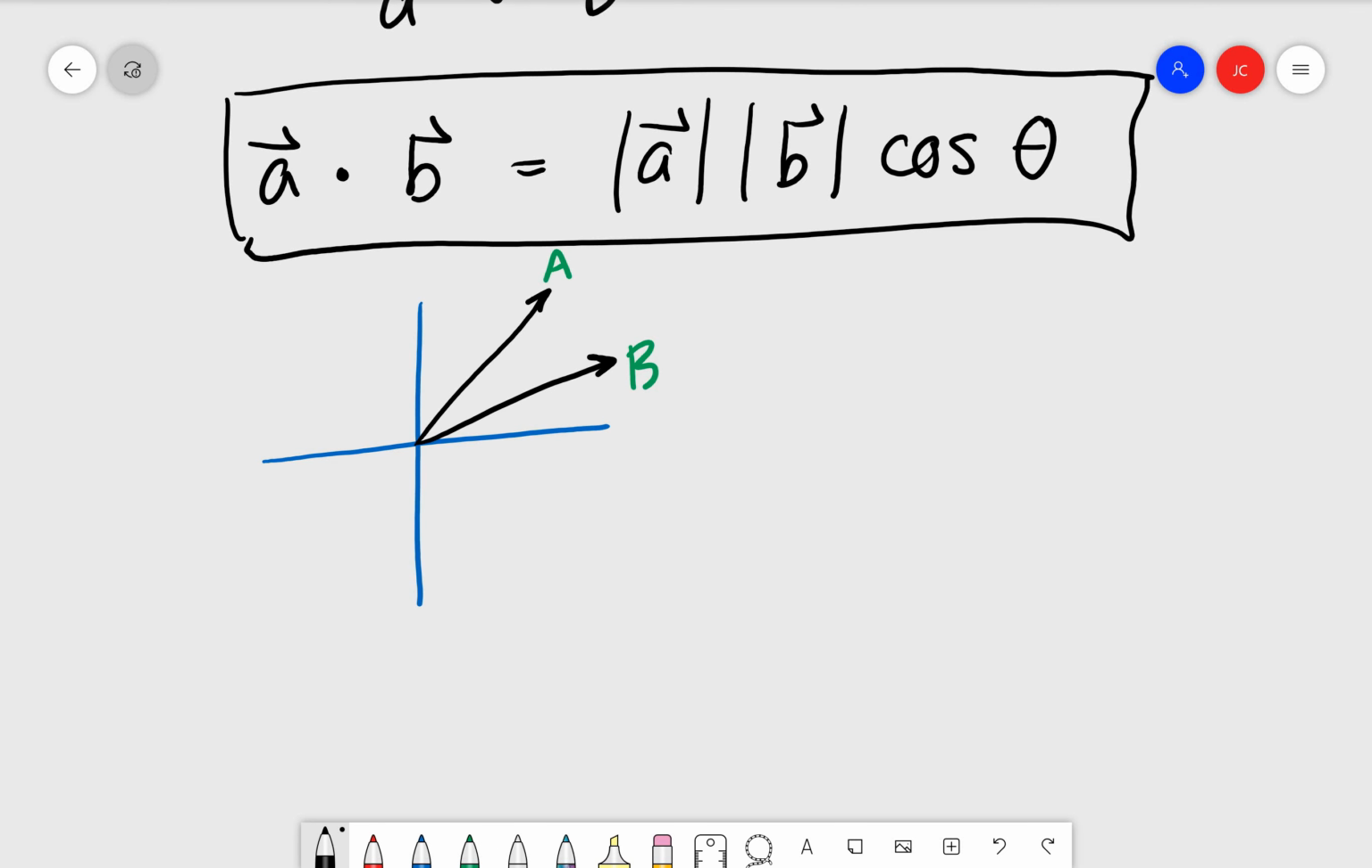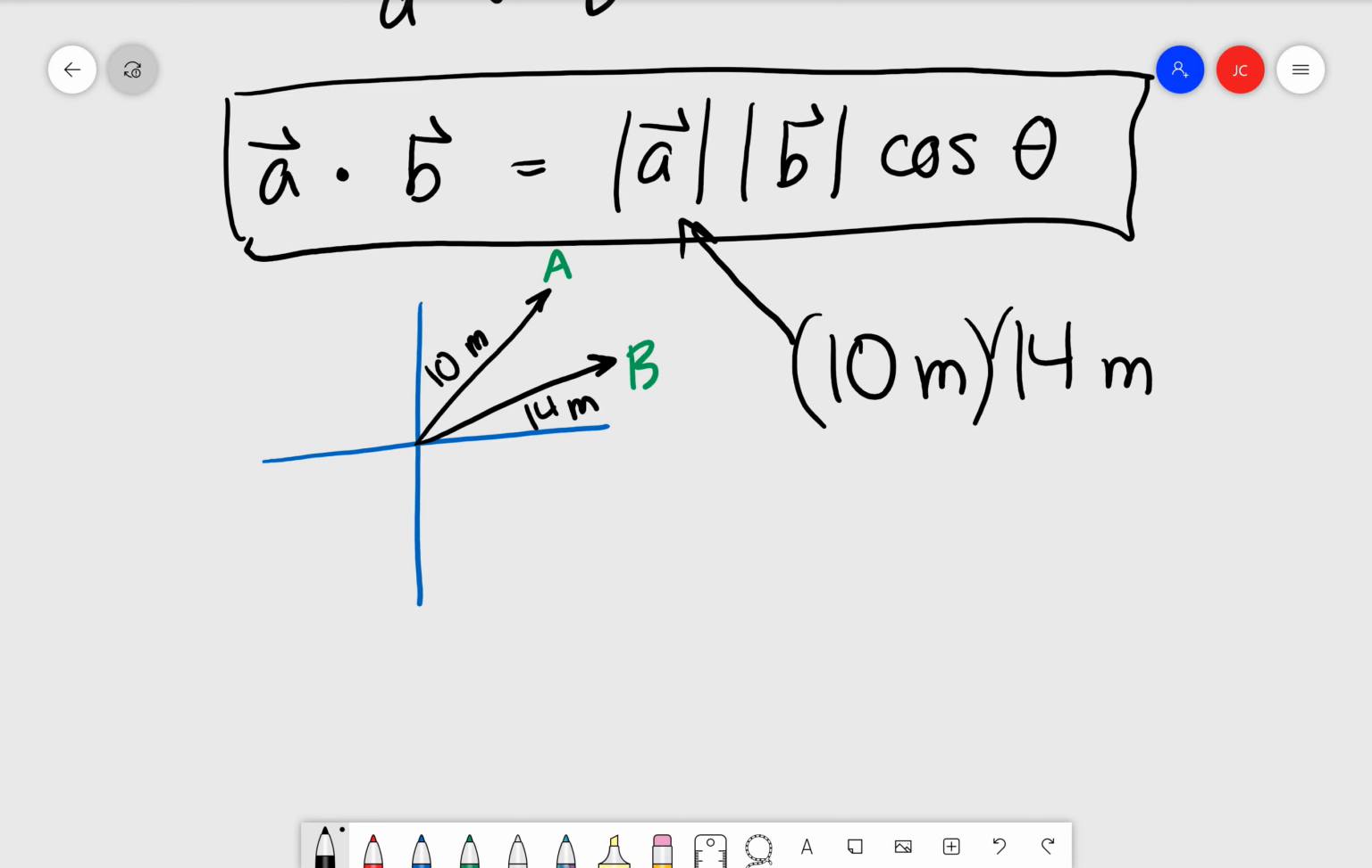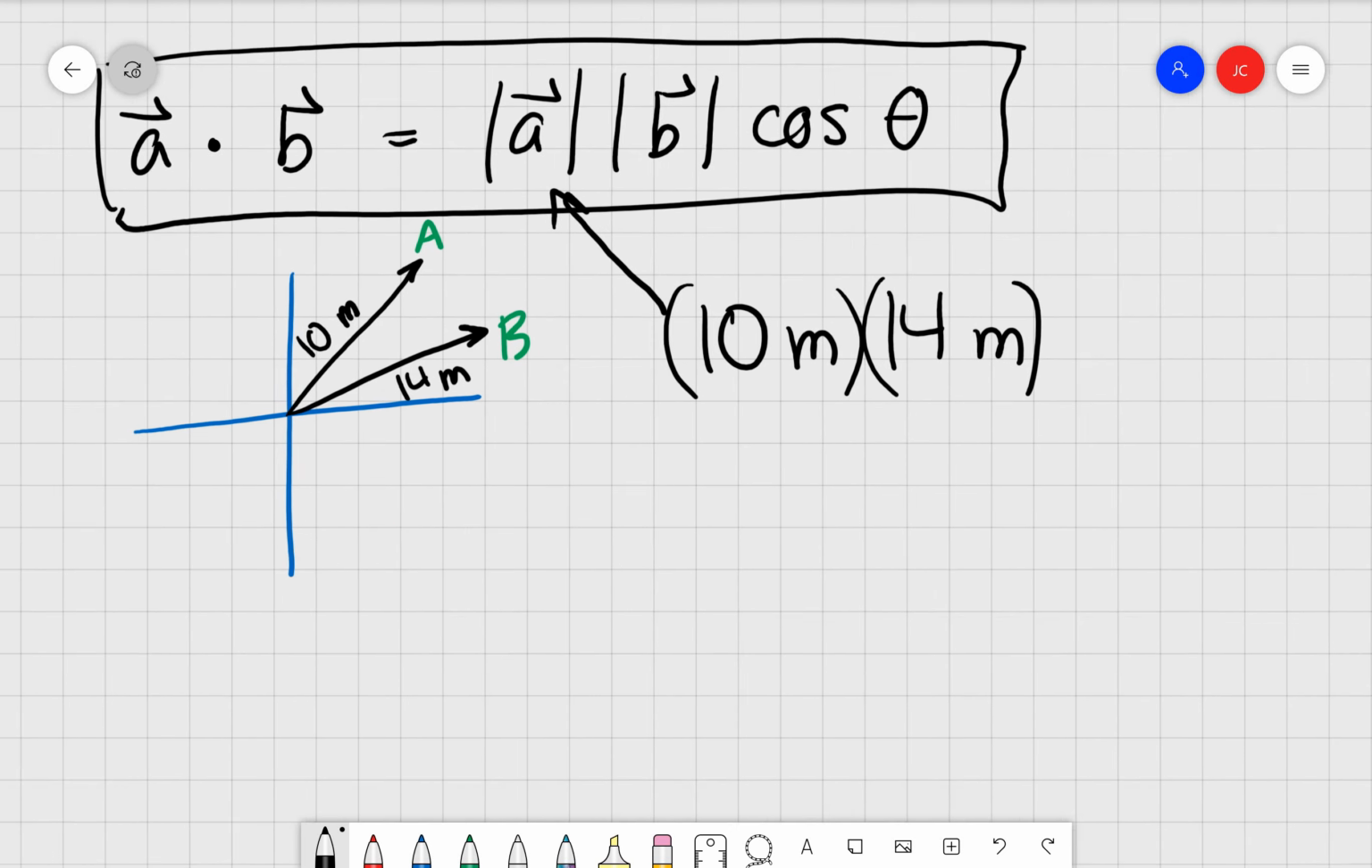Well, we're going to take the absolute values of both vectors. We just talked about absolute values. That just literally means taking the magnitude without the direction. So if this distance is 10 meters, we don't care about the direction. We're just going to say 10 meters. Same here. If this is 14 meters, we don't care about the direction. It's just 14 meters. And these are all multiplied together. So this is a 10 and a 14.